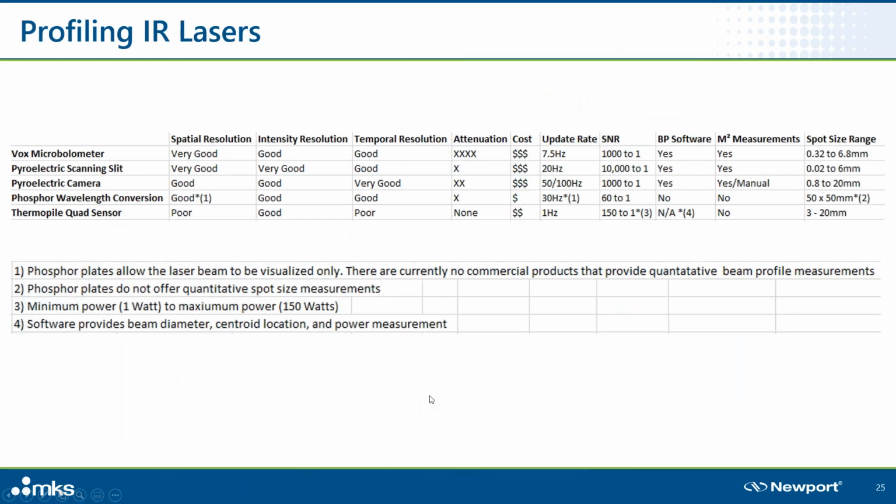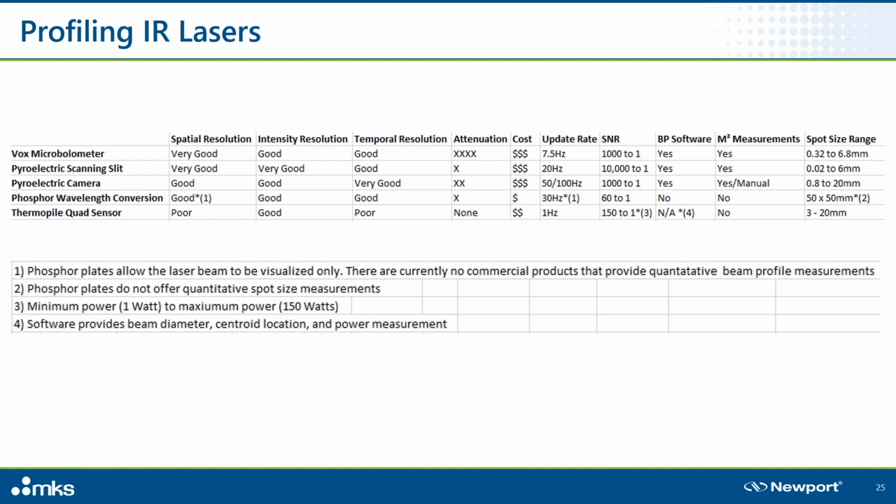And wrapping up, to wrap up and compare the technologies, the vanadium oxide microbolometers have very good spatial resolution, good intensity resolution, good temporal resolution, but require the most attenuation of any of these systems. Software is available, and it can be used to measure propagation characteristics of lasers, including M².